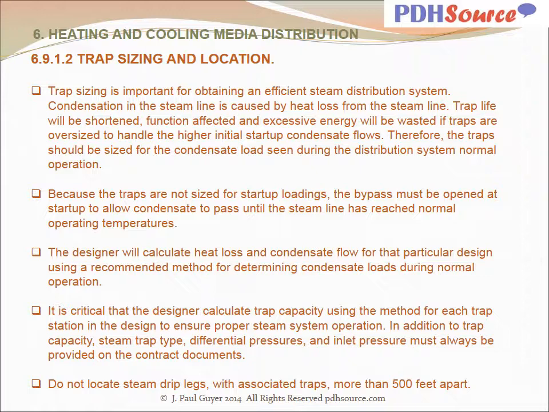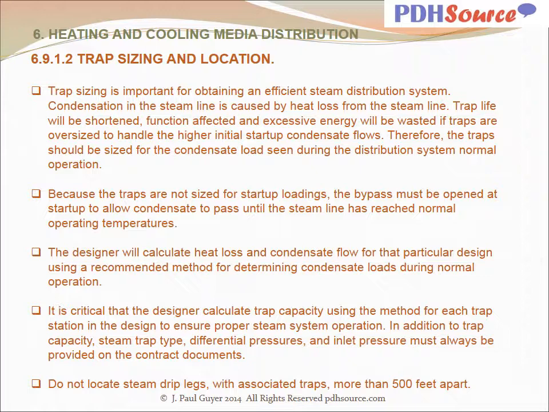Trap sizing is important for obtaining an efficient steam distribution system. Condensation in the steam line is caused by heat loss from the steam line. Trap life will be shortened, function affected, and excessive energy will be wasted if traps are oversized to handle the higher initial startup condensate flows. Therefore, the traps should be sized for the condensate load seen during the distribution system's normal operation.